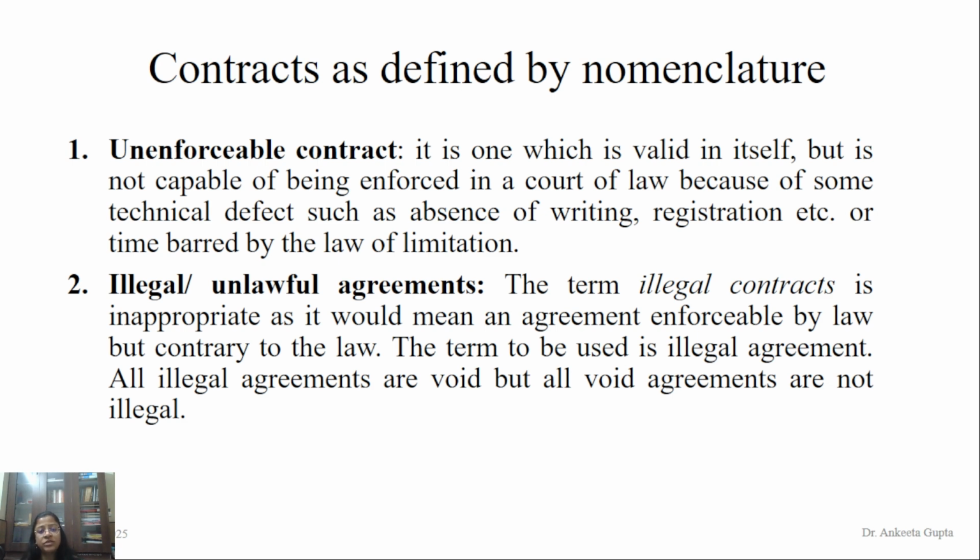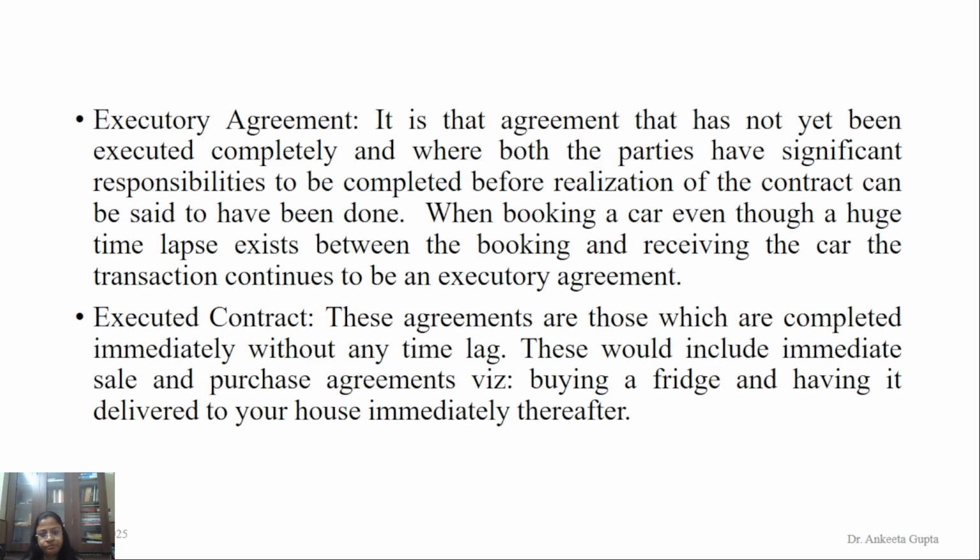Unenforceable contract, a contract which cannot be enforced by the court of law. Illegal contract, sometimes it is used as synonymous with the unlawful agreements, but essentially it means an agreement enforceable by law but contrary to law. It is inappropriate and it is contrary to the law, and therefore it is an illegal agreement. All illegal agreements essentially would be void, but not all void agreements are illegal.